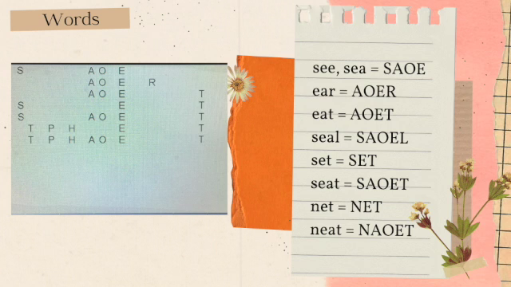We have C, initial S, long E. Ear, long E, final R. Eat, long E, final T. Seal, initial S, long E, final L. Then we have set, initial S, vowel E, final T. Sit, initial S, long E, final T. Net, initial N, vowel E, final T, and then neat, initial N, long E, final T.